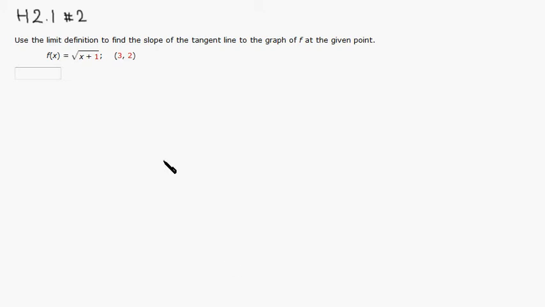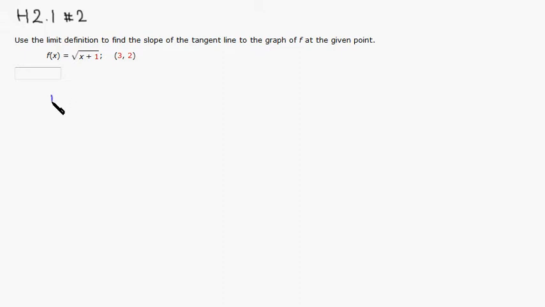Okay, let's look at homework 2.1, number 2. All right, so what we need to do here is find the slope of the tangent line. So let's use the definition of the slope of the tangent line to find it.